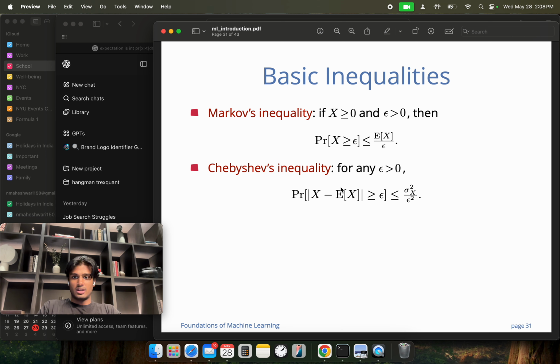And now Chebyshev's inequality is just the same thing applied to (X minus the expectation of X) whole squared. As you can see, it could be any X now, and (X minus the expectation of X) squared will always be positive. The probability that it is greater than epsilon is at most the expectation of that squared number, which is sigma squared, divided by epsilon squared. So we are doing this on squares. Basically Chebyshev's inequality is Markov's inequality applied to these terms squared.